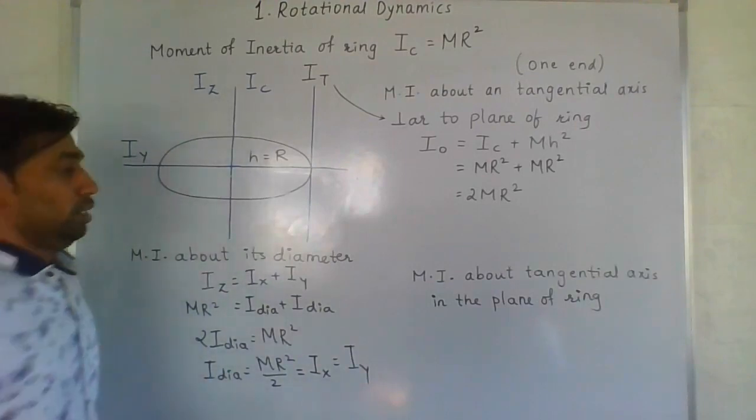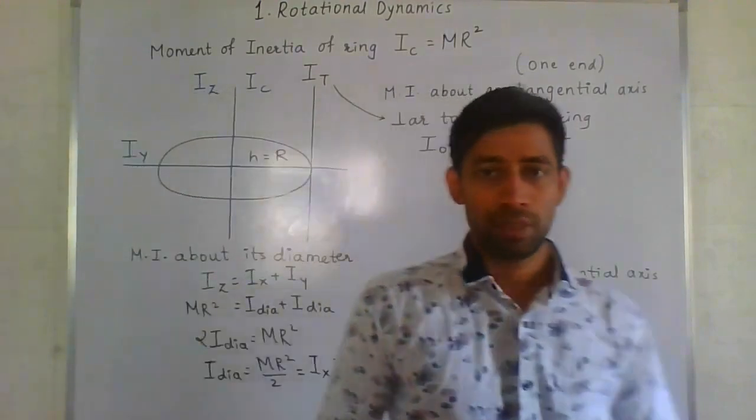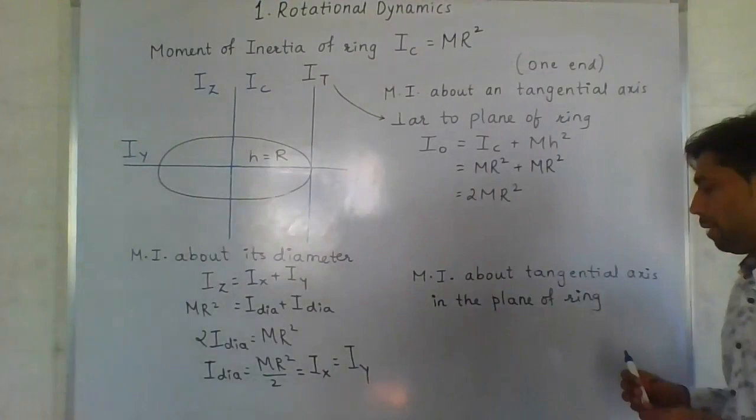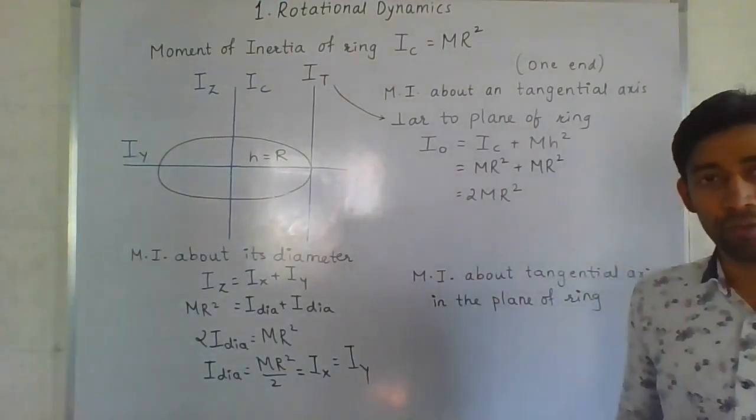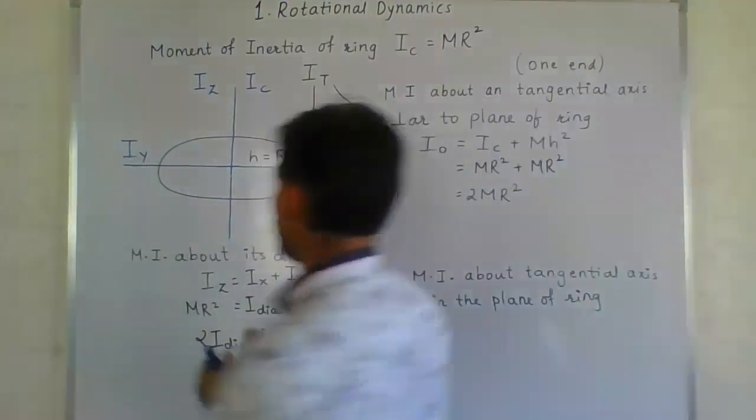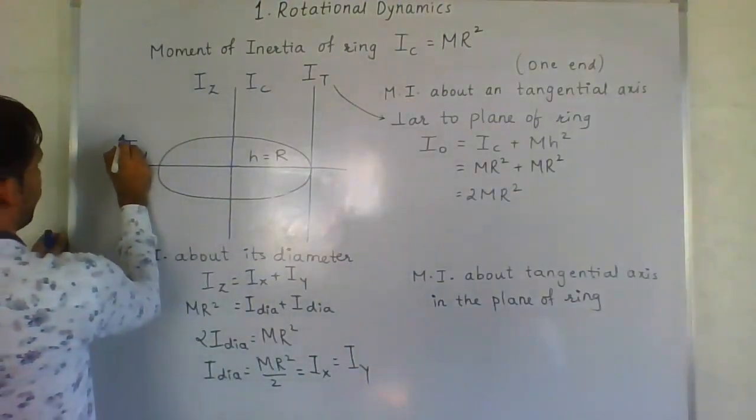Now let's go for the last case. What is the last case? Moment of inertia about a tangential axis in the plane of the ring. Let me first show it in the diagram. This is that axis.